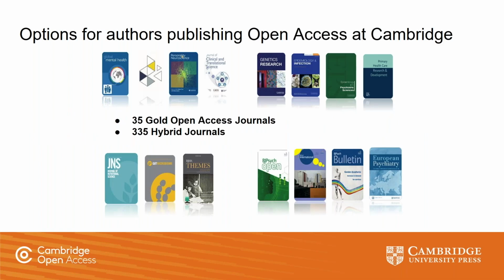So what about Cambridge University Press? Where can authors publish open access? So we have a range of options for authors publishing open access in our journals. We currently have 35 Gold Open Access titles, and this is expanding rapidly. We've got a number of journals that are launching. And we've also got 335 hybrid journals, hybrid meaning that the author can publish Gold Open Access as an option by paying an article processing charge. So we have many options to publish Gold Open Access with Cambridge.